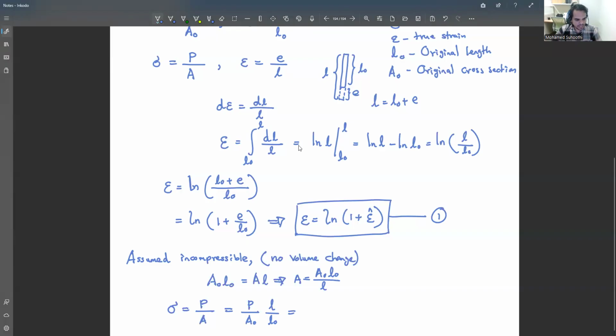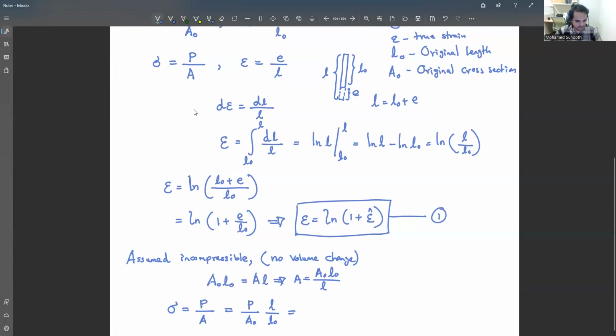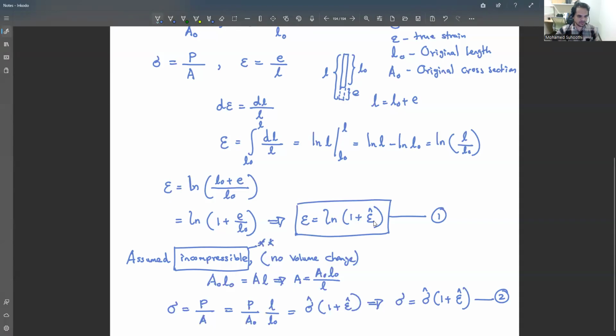Now this P over A naught is actually our nominal stress. What is L over L naught? We already derived it: 1 plus E over L naught, that means 1 plus the nominal strain. So this is another important equation: true stress equals nominal stress times 1 plus nominal strain. This is the second equation, with the condition of incompressibility. It is very, very important.